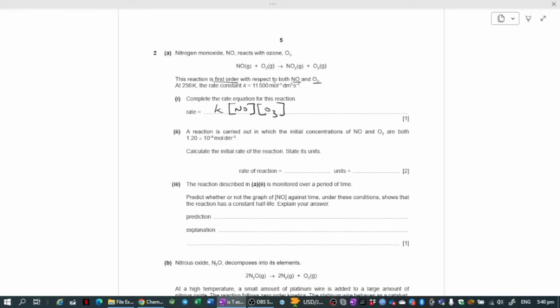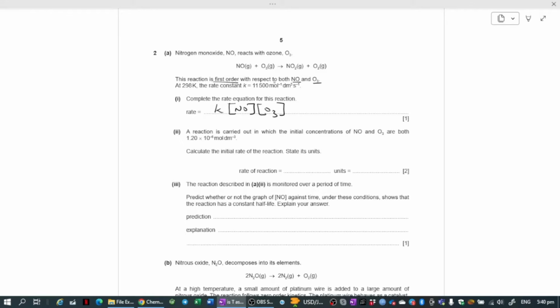Now they say a reaction is carried out in which the initial concentrations of NO and O3 are both 1.2 by 10 to the minus 6 mole per cubic decimeter. Calculate the initial rate of this reaction, state the units. So the rate of the reaction is simply obtained by substituting in the values of the rate constant and the concentrations into the rate law that we just obtained.